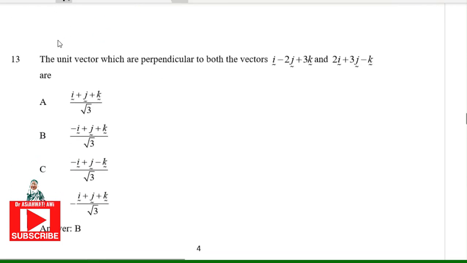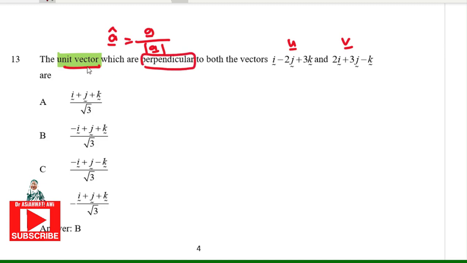Number 13, the unit vector. A unit vector is written with a cap or hat like this. The formula for a unit vector is vector A over modulus A. Find a unit vector which is perpendicular to both vectors. Name this one vector U and vector V.